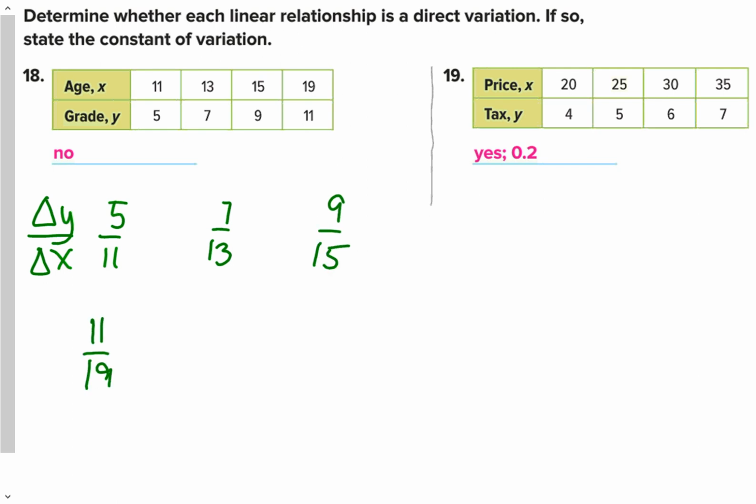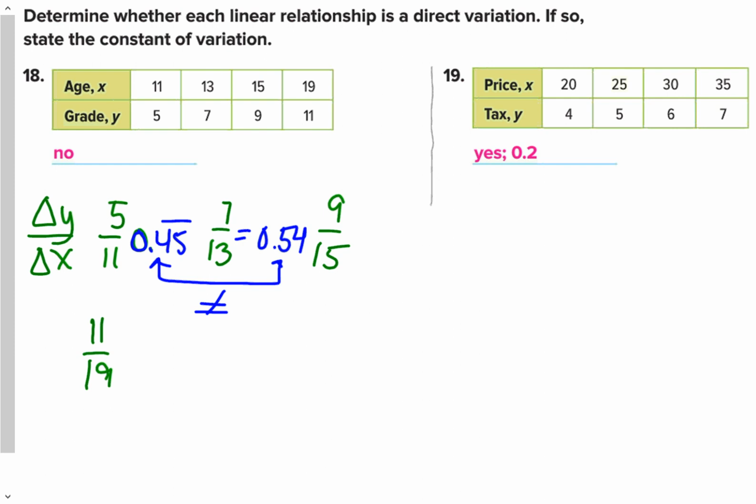So 5 divided by 11 gave us 0.45 repeating. And then 7 divided by 13 gave us, I'm going to round a little bit, 0.54. So automatically you saw that these two were not equal, so there is no direct variation.